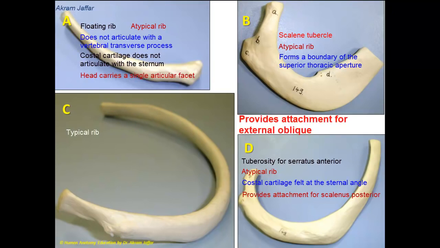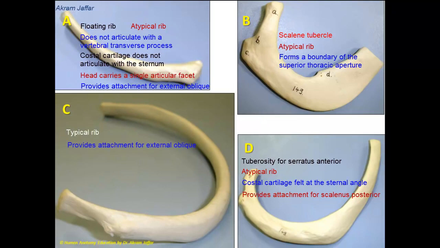Provides attachment for external oblique muscle. The external oblique muscle has 8 digitations and they arise from the lower 8 ribs. Serratus anterior is attached to the upper 8 ribs, while external oblique muscle is attached to the lower 8 ribs by 8 digitations. So rib A, which could be the 11th or 12th rib, provides attachment for external oblique muscle. Definitely ribs B and D, which are the first and second ribs, do not provide attachment for external oblique muscle. Rib C could provide attachment for external oblique muscle, so I can include it as well.